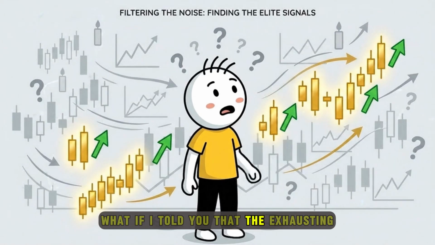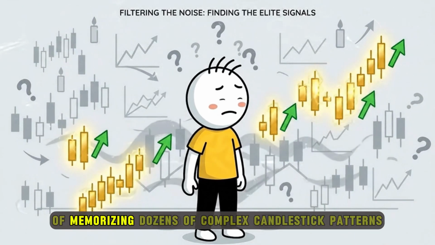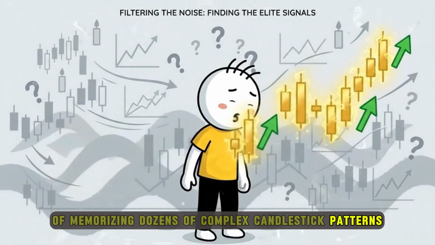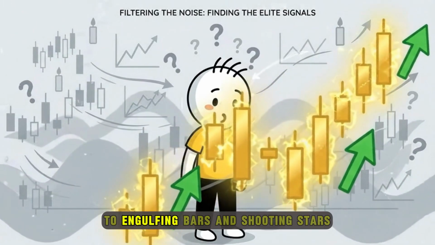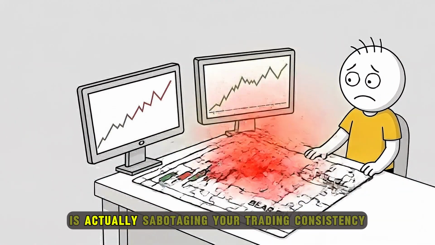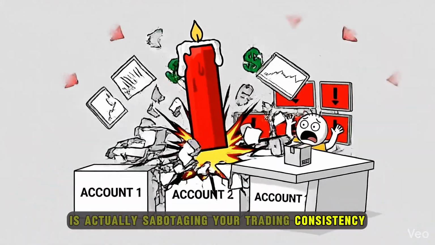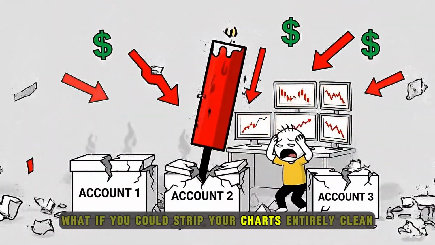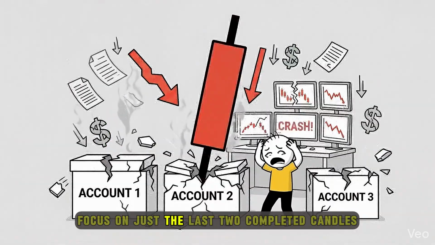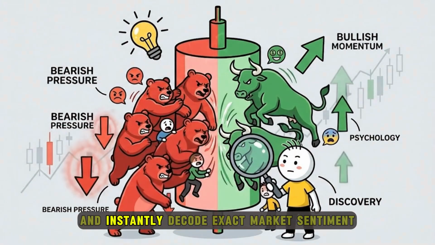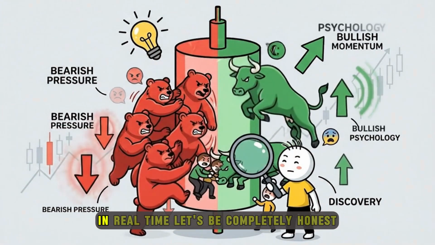What if I told you that the exhausting mental gymnastics of memorizing dozens of complex candlestick patterns, from hammers and dojis to engulfing bars and shooting stars, is actually sabotaging your trading consistency? What if you could strip your charts entirely clean, focus on just the last two completed candles, and instantly decode exact market sentiment in real time?